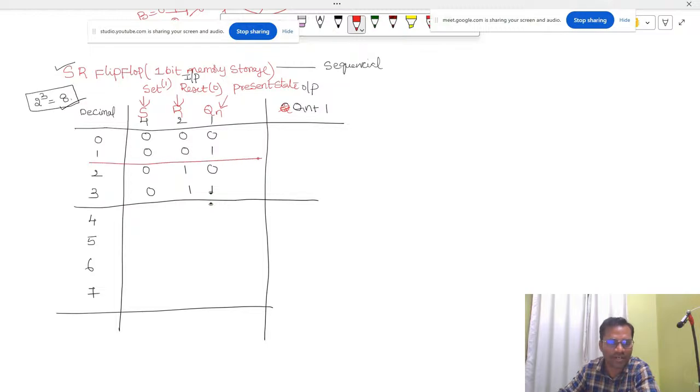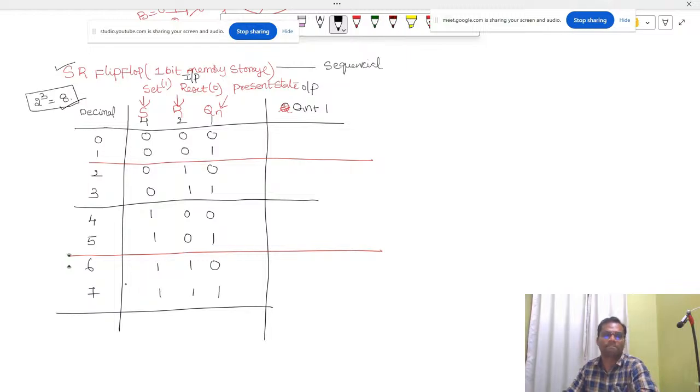I will draw one more line between these two again. Next, and for this also, I will draw one line. So now coming here, how to write down 4? 1, 0, 0. Good. How to write down 5? 1, 0, 1. How to write down 6? 1, 1, 0. How to write down 7? 1, 1, 1.